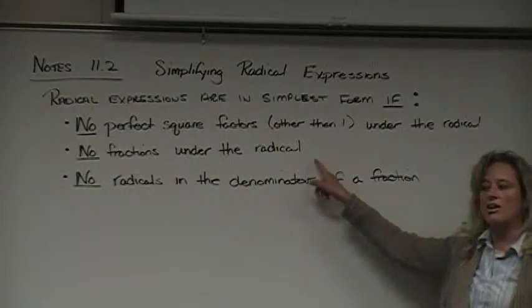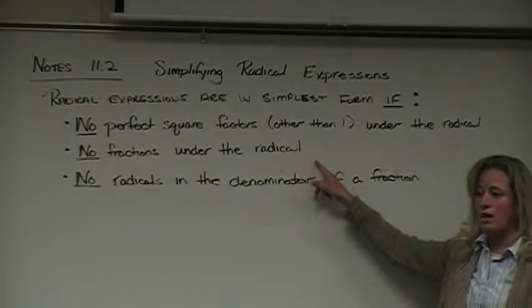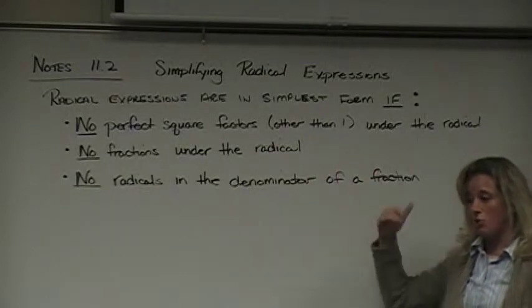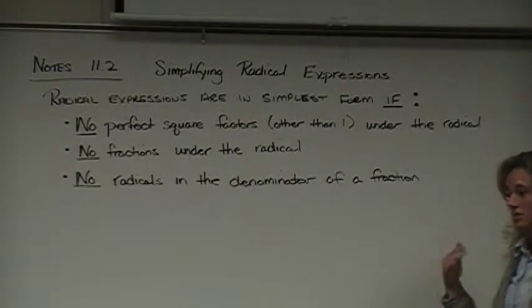You cannot have any fractions under the radical. We're going to see how we break that fraction into 2 separate radicals. The numerator and denominator will both be separate radicals themselves, and then we'll simplify further.